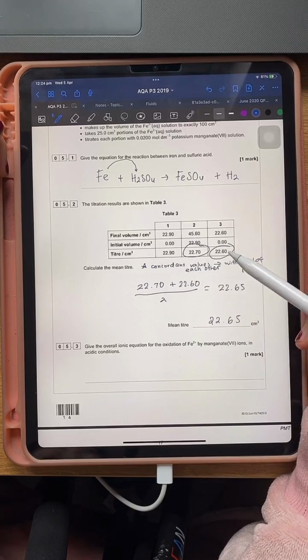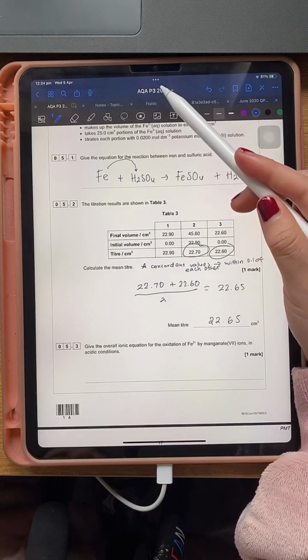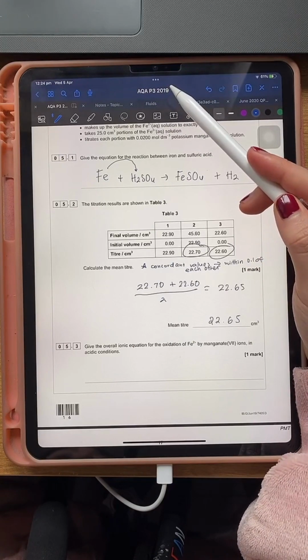This is AQA, Paper 3, 2019. Concordant value is always 0.1.